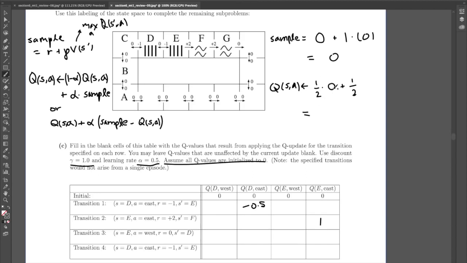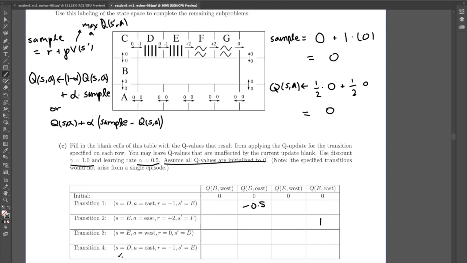It's going to be half times what's the current value of the q value of E west? Well, it's 0, so this thing is still the same. The sample value is also 0, so the q value is just 0, which means in this case the q value was not updated, right? I mean, we performed the update, but the value stayed the same, and since the question says you may leave q values unaffected by the current update blank, we're just going to leave this row blank.